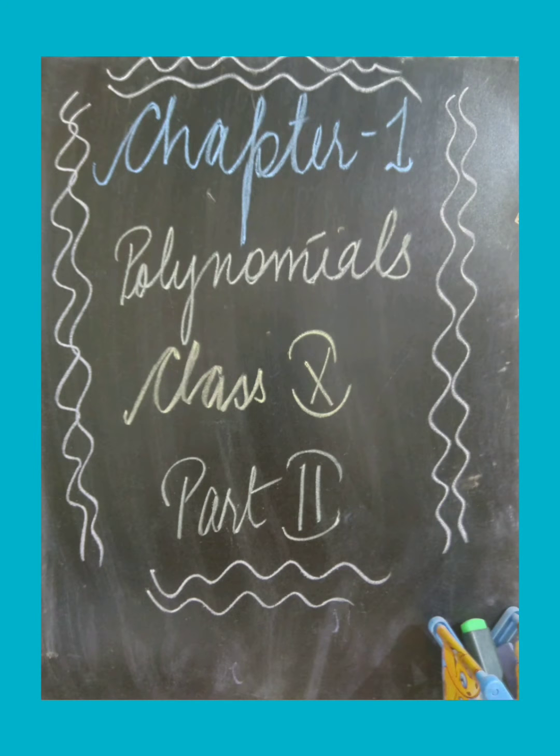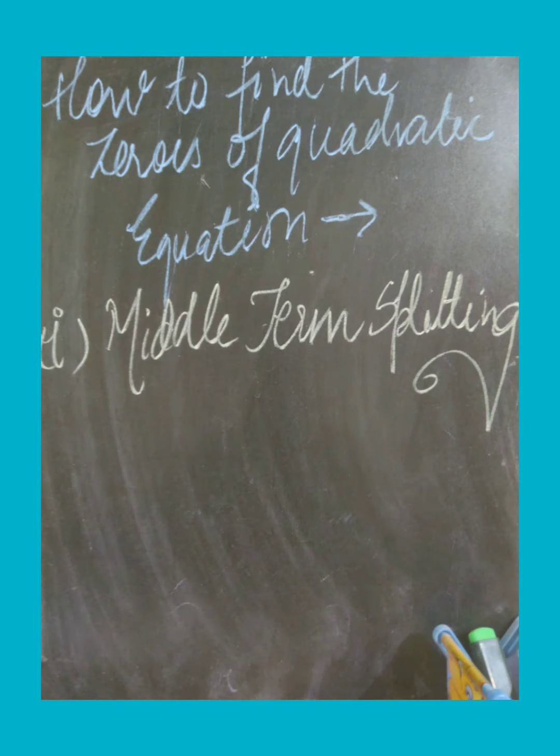Now we are going to start chapter 1 Polynomials, class 10th, part 2. First we will learn how to find the zeros of a quadratic equation. To find the zeros of a quadratic equation, we use middle term splitting that we have done in our earlier classes, but still I will tell you how to do so.